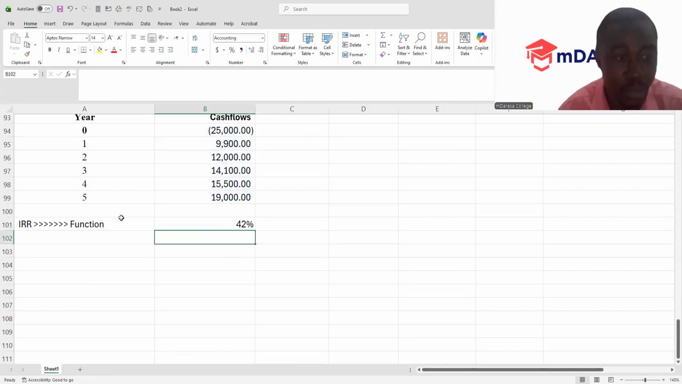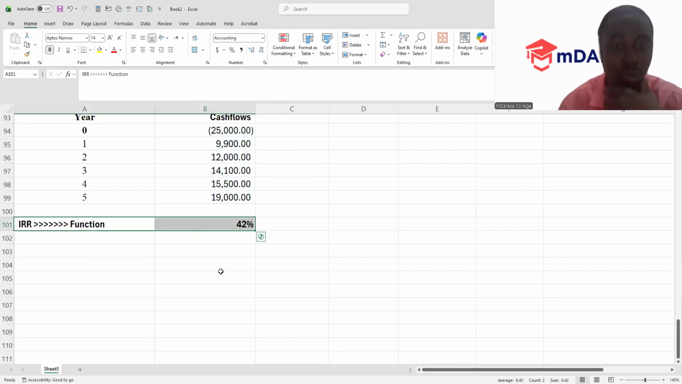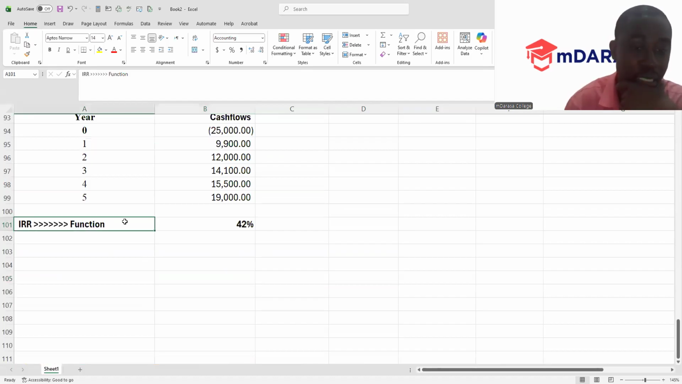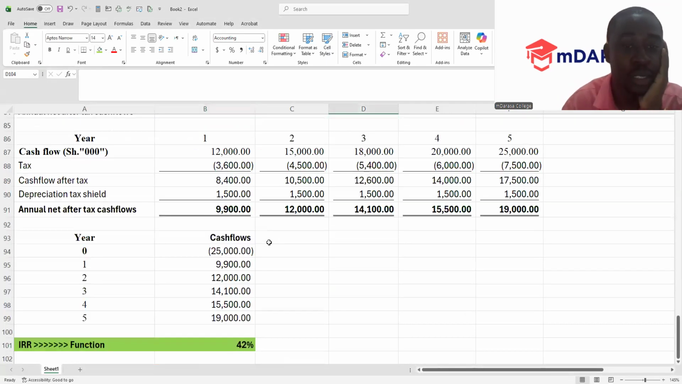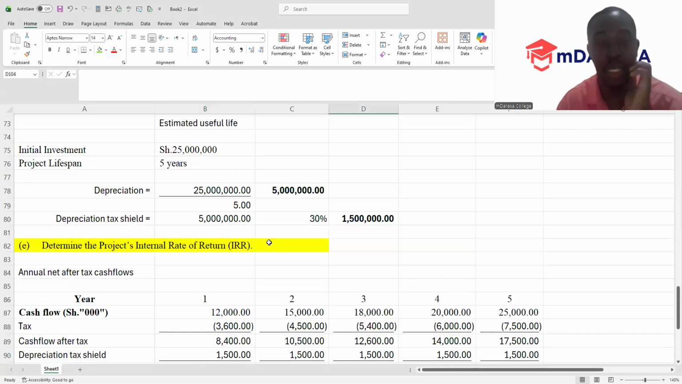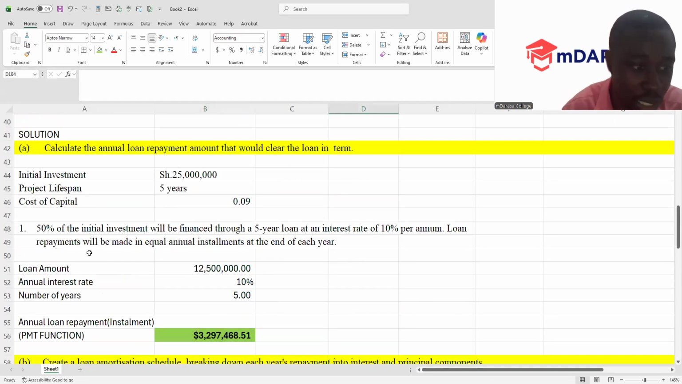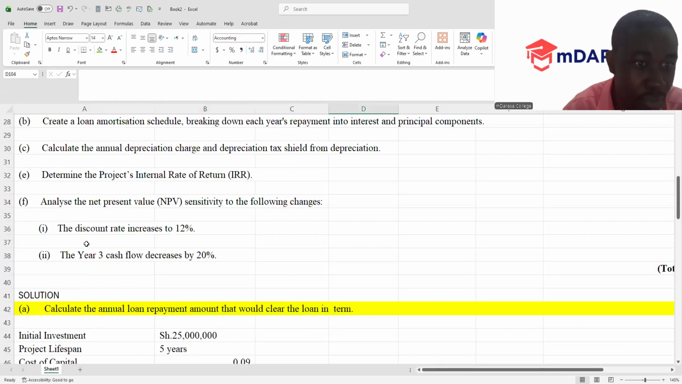So that we agree that therefore our IRR in this context is 42%. That's what we're required, of course, to do in that question. What about the other part? The other part of the question, this is what we asked.